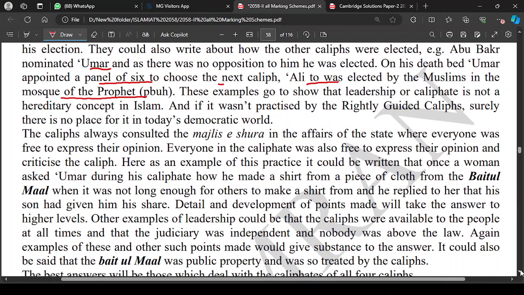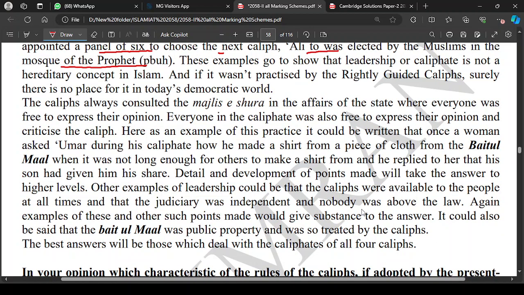In the same way, these caliphs ruled the Islamic empire in accordance with the Islamic rules, Islamic laws. Okay, everyone was free to express their opinion. Okay, they used to consult with one another. Okay, the freedom of speech was there. They used to give their opinion. Okay, and here you can give some examples.